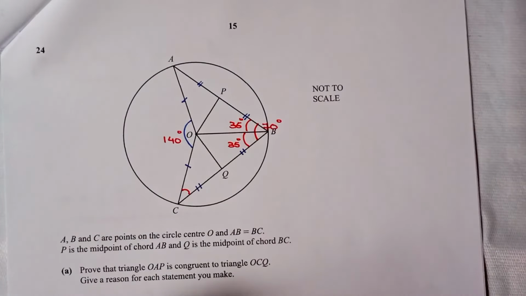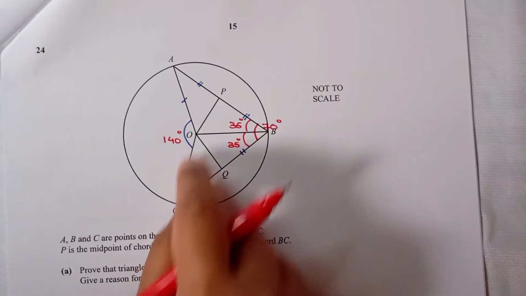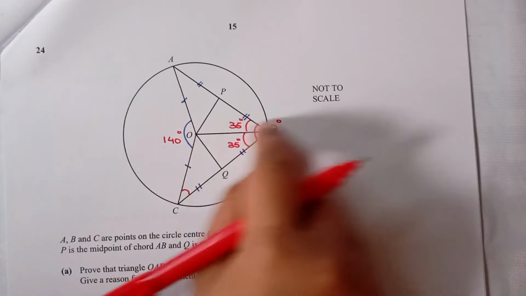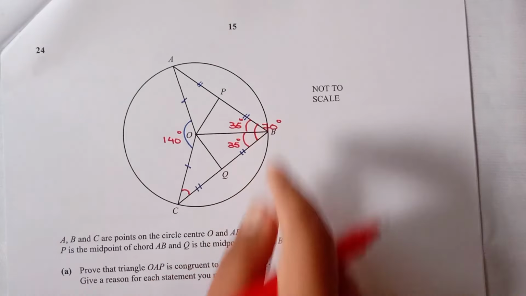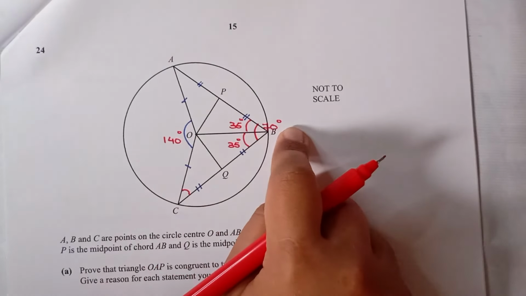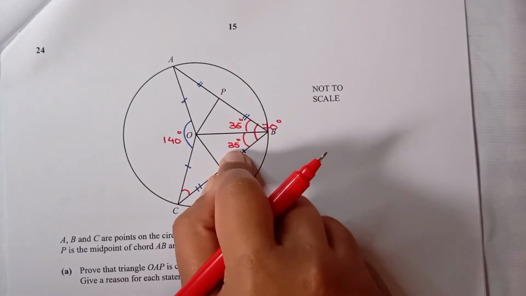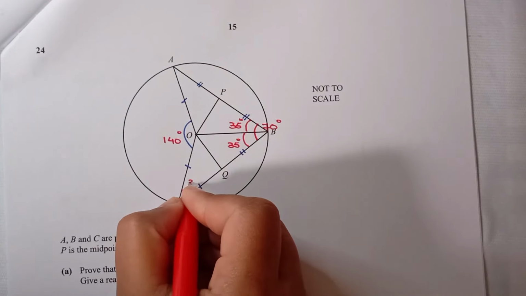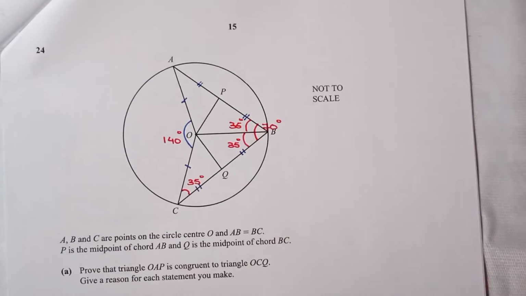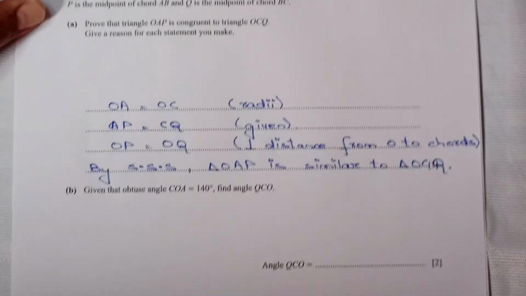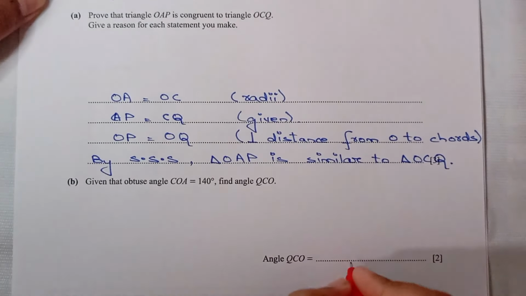Right, and we also know that OC and OB are the radii of a circle, so they have the same length. So when OC and OB are the same, and angle B is 35, then angle C must be 35. So we can say that angle QCO is 35 degrees.